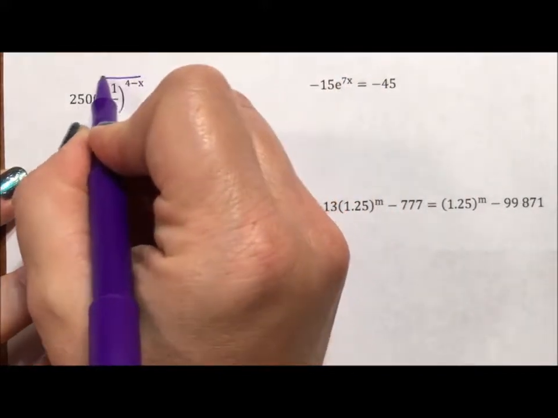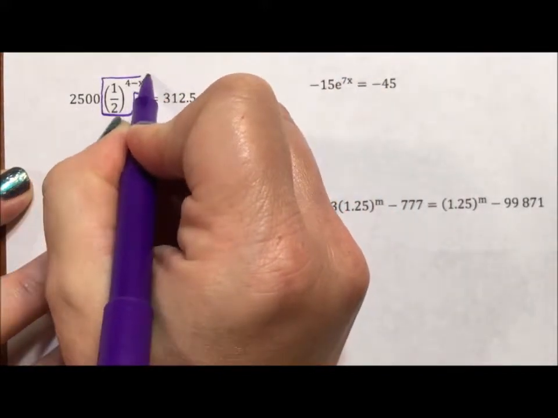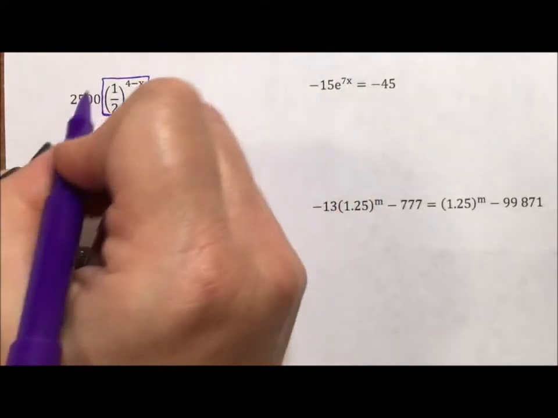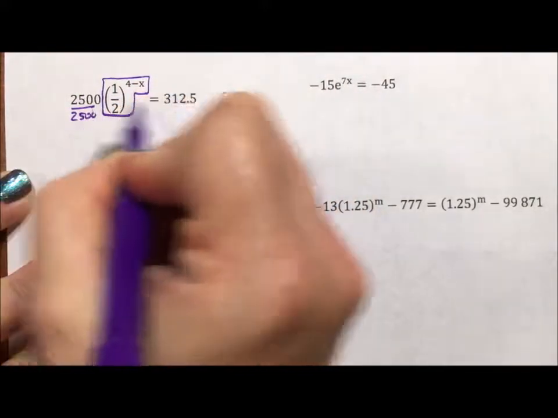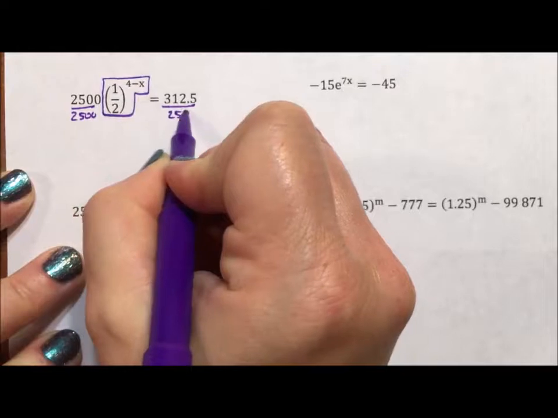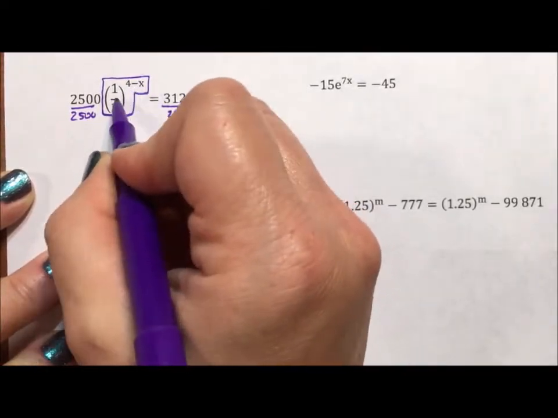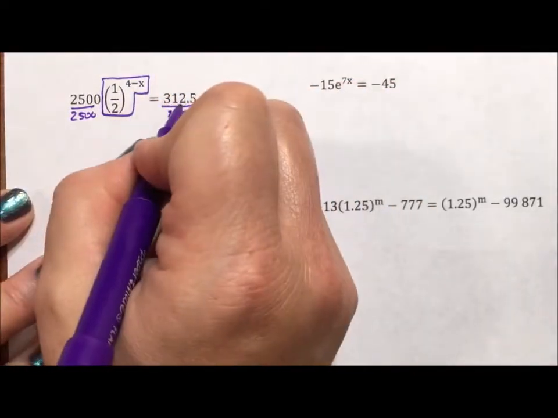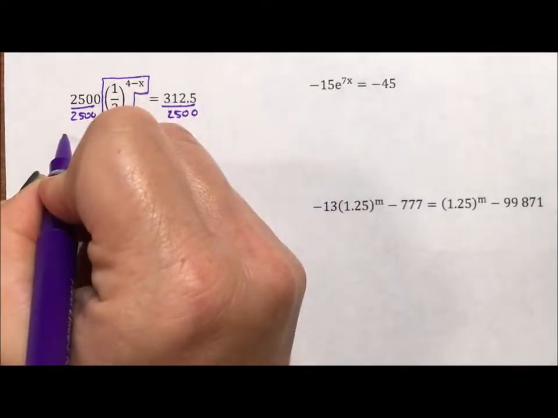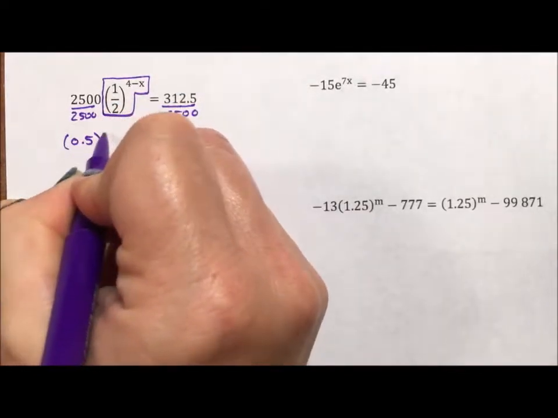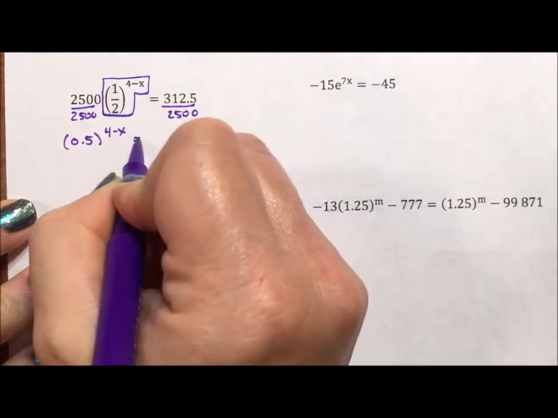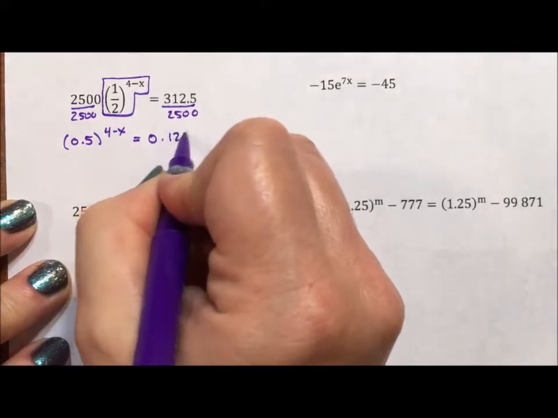The exponent is only attached to the 1/2. So I have to start by dividing by this 2500 because before I do anything else I need to get the exponent component alone. Because this is a decimal, I'm going to change my 1/2 into a decimal and say 0.5 to the 4 minus x equals 0.125.